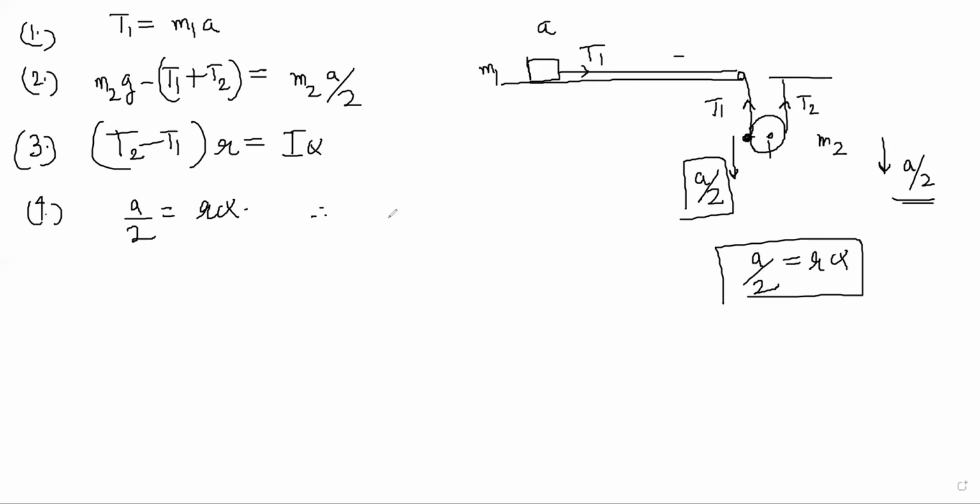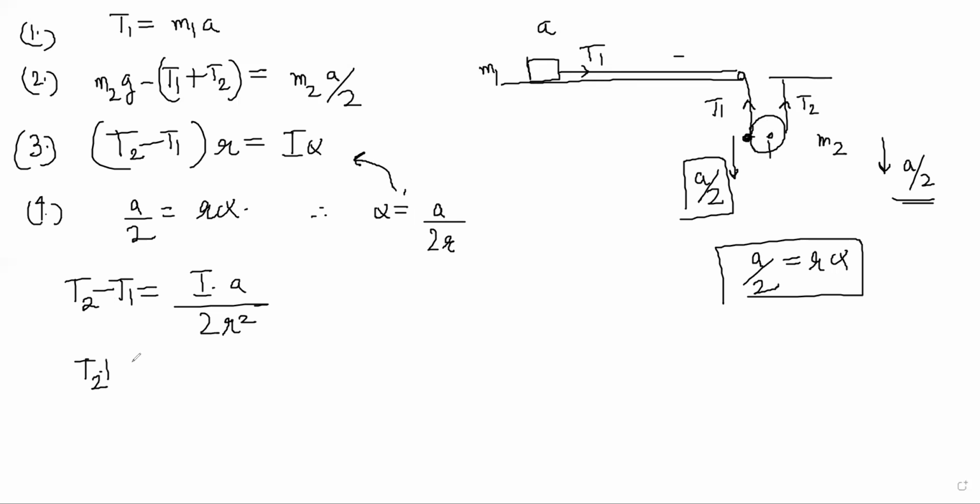So therefore, you'll have alpha is equal to a by 2r. So you'll put that in this equation, right? So t2 minus t1 is coming out to be I a by 2r square, right? And t2 plus t1 is coming out to be m2g minus m2a by 2, right? And T1 we already know, right? So subtract these to cancel T2.